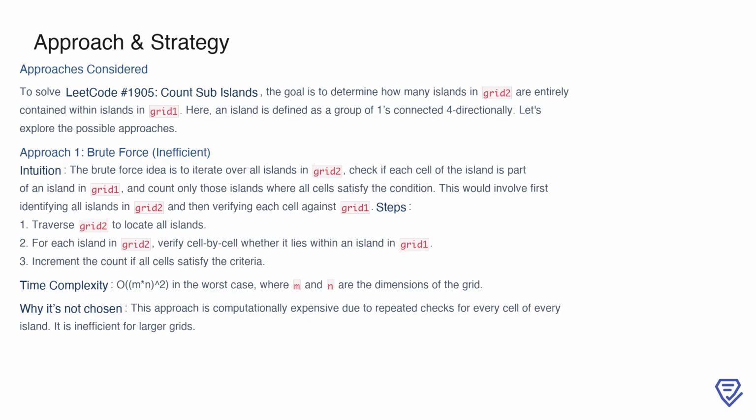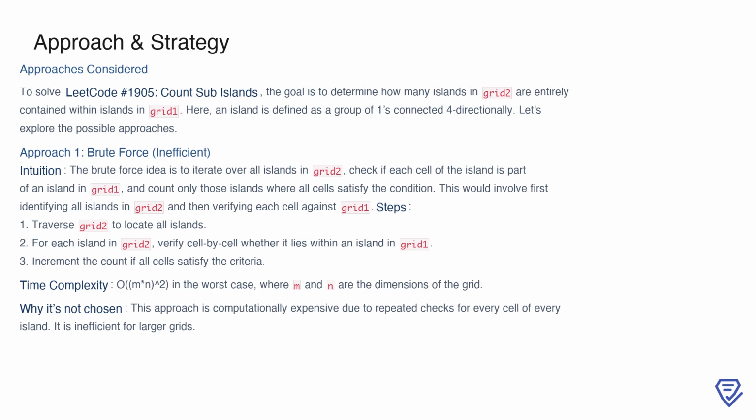To implement this, we would first traverse Grid 2 to locate all islands. Then, for each of these islands, we would verify cell by cell whether each part of the island lies within an island in Grid 1. If all the cells meet the condition, the island is counted as a sub-island. However, this approach is computationally expensive.